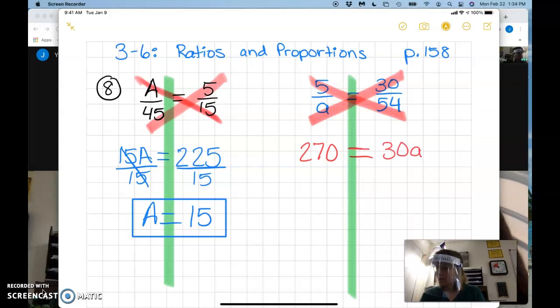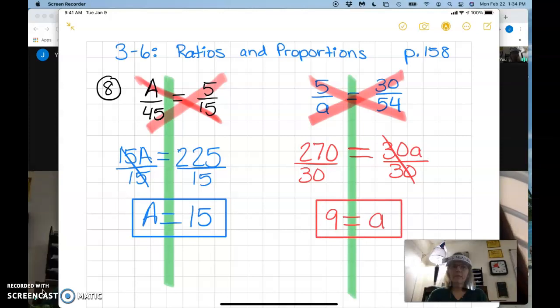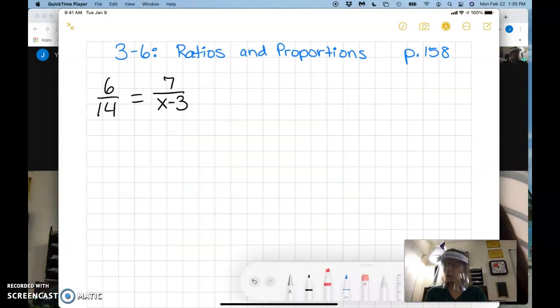Okay, now what? She has to divide it by 30. And what is 270 divided by 30? 9. Okay, so every time you have to solve a proportion, it's going to be like this. You're thinking good. Okay, so on this one, this is our little challenge problem.